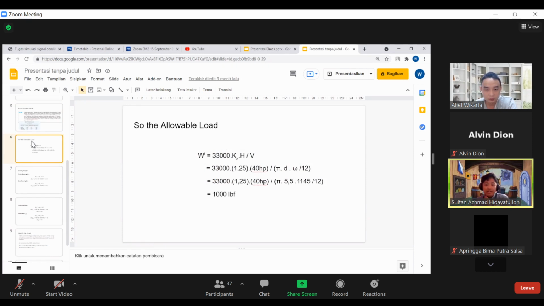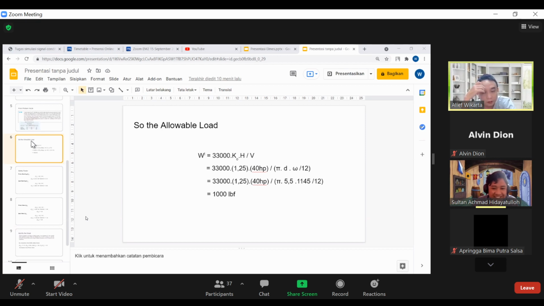Here I'm really confused, sir, about the calculation of WT because there is a KO there, and when I read the book, Shigley, there is no KO, sir. KO will be put when we calculate the stress, but in allowable load, I didn't see that WT should be multiplied by KO, sir. So why does William multiply by KO here? I still didn't get it.